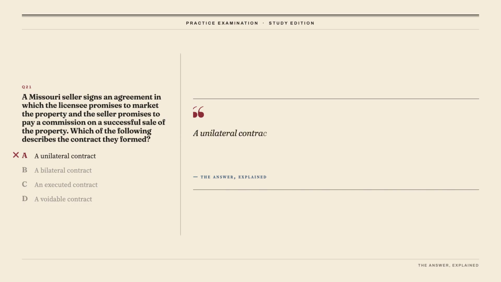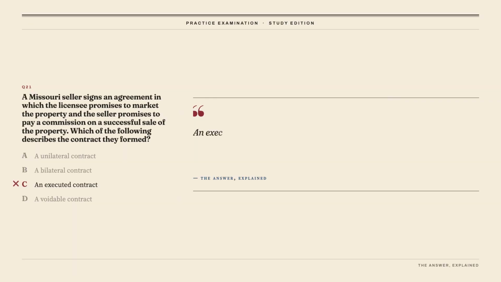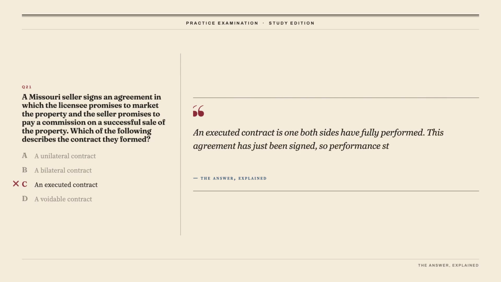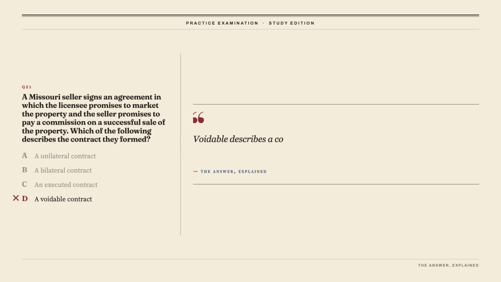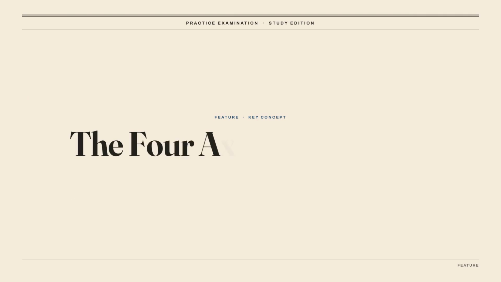A is wrong because a unilateral contract is a promise in exchange for an act, binding only the offerer until performance occurs. An option agreement is the classic real estate example. C is wrong because an executed contract is one both sides have fully performed. This agreement has just been signed, so performance still lies ahead for both parties. D is wrong because voidable describes a contract one party may disaffirm, usually for lack of capacity or because of fraud. Nothing in these facts creates that power.